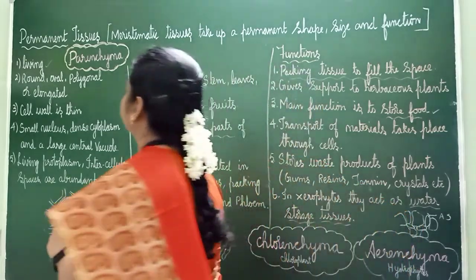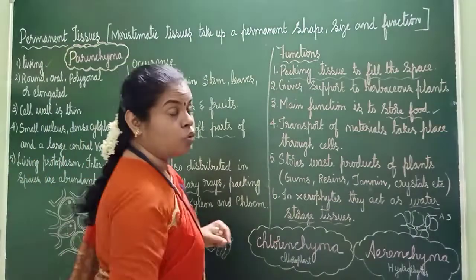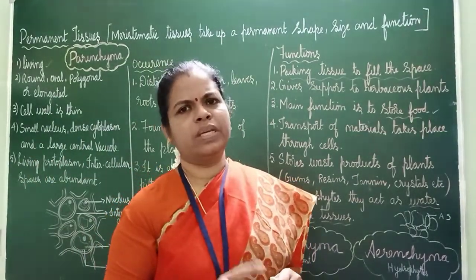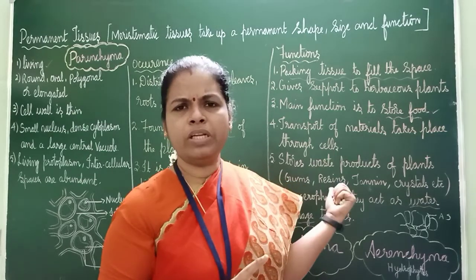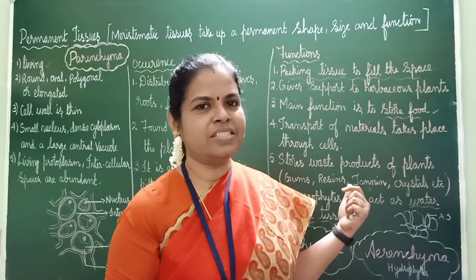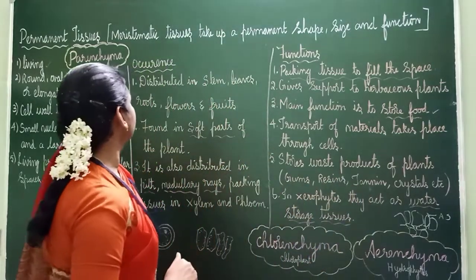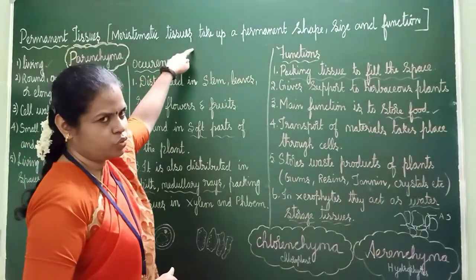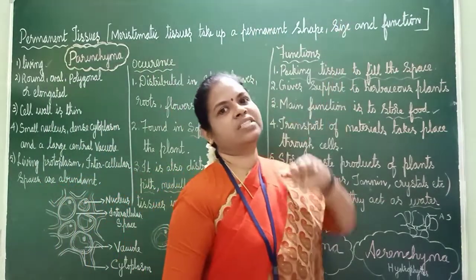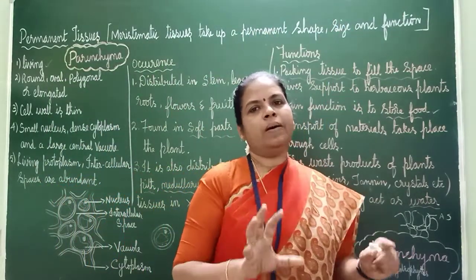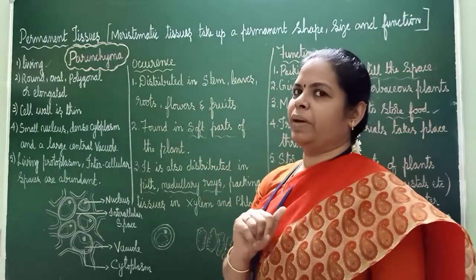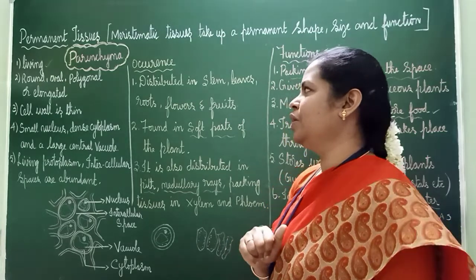Yesterday I told you that meristematic tissues are parent tissues. It means that permanent tissues also should come from where? Meristematic tissues only, right? So permanent tissues are meristematic tissues which take up the permanent shape, size and function, and they become permanent tissues. And today, simple permanent tissues. First one, parenchyma. We will see how parenchyma looks like.